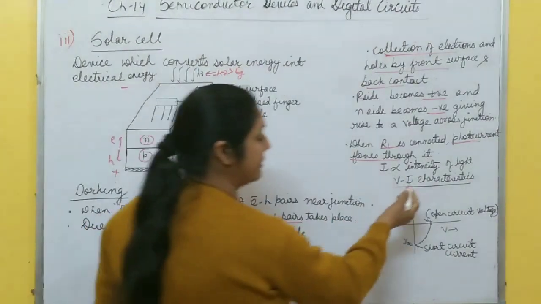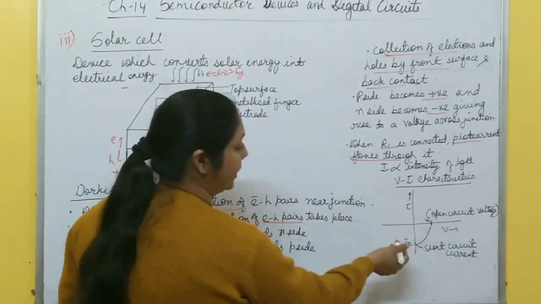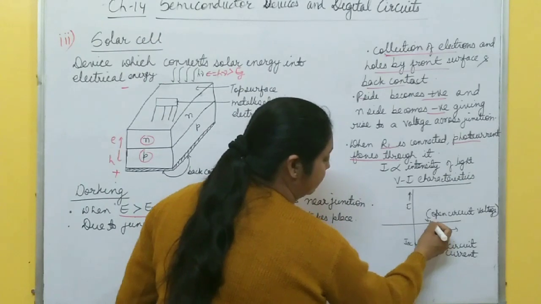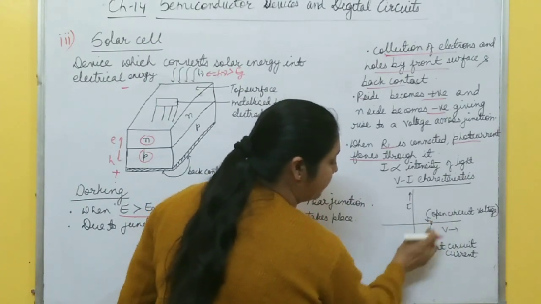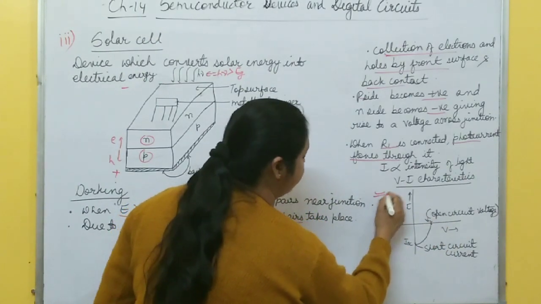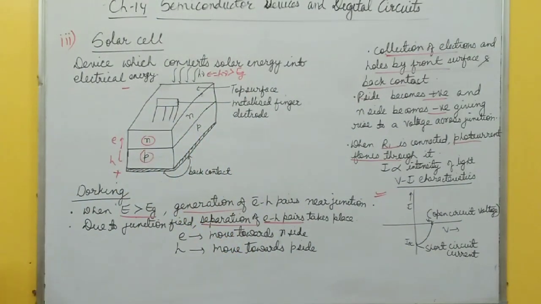This is the VI characteristics of this solar cell. This one is the open circuit voltage, this one is the short circuit current. Just remember this, it may come in a 1 mark question.